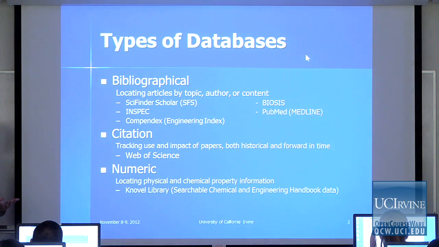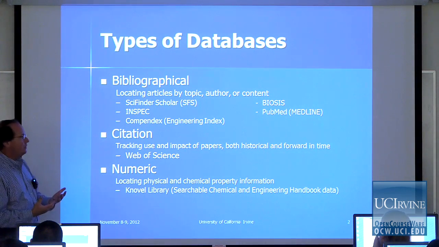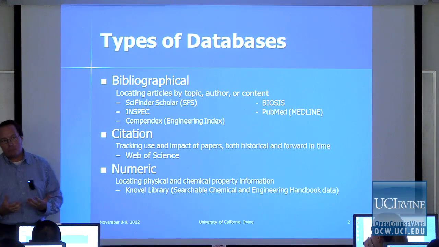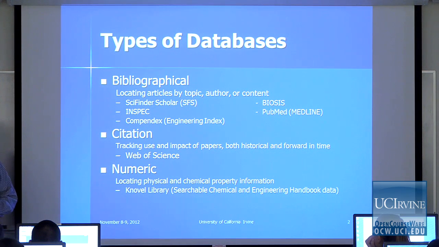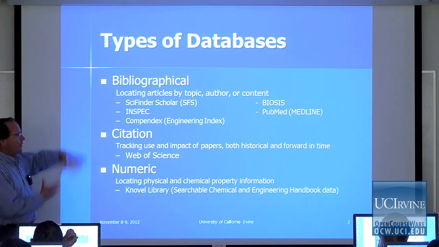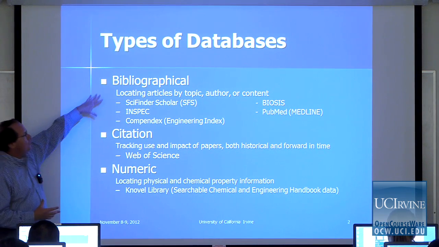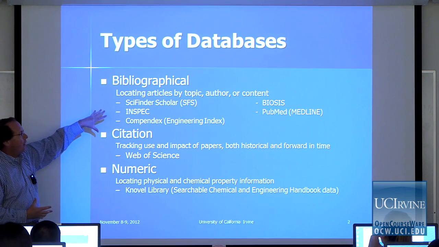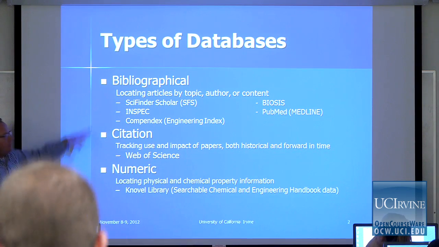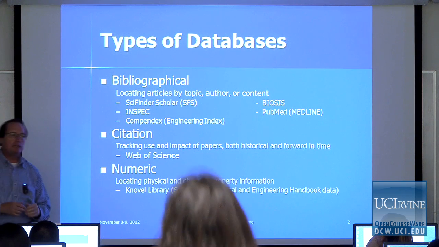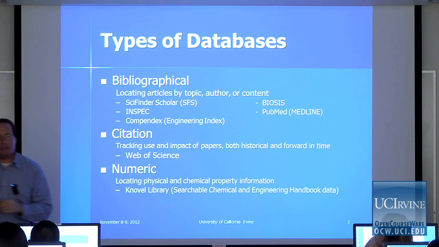I'm going to cover a mix of different databases, and I want to break them down into different kinds of tools. So what we're going to be looking at are largely three different types of information sources. The first, librarians like to call bibliographical. These are databases where you'd go to search for a topic. So I have a research idea in mind.